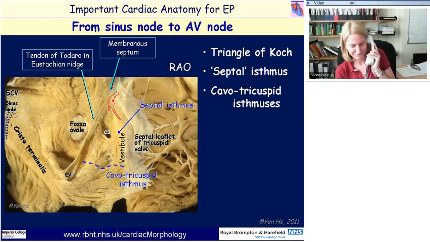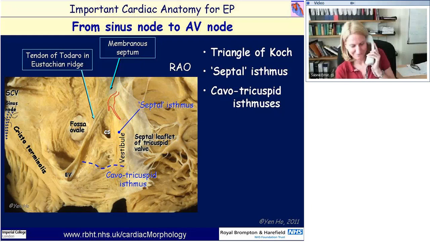The posterior border of the triangle of Koch is marked by the tendon of Todaro, which is located within the musculature of the Eustachian ridge. At the apex of the triangle of Koch is the central fibrous body, of which the membranous septum is an integral part. The inferior border of the nodal triangle is marked by the orifice of the coronary sinus and the vestibular portion of the right atrium.